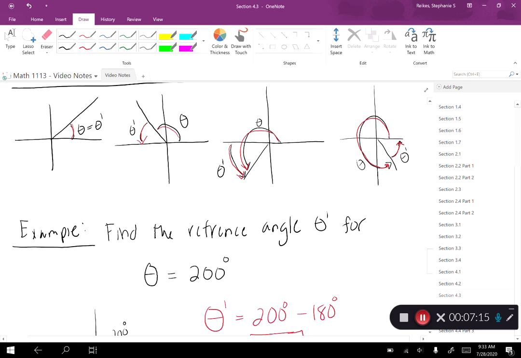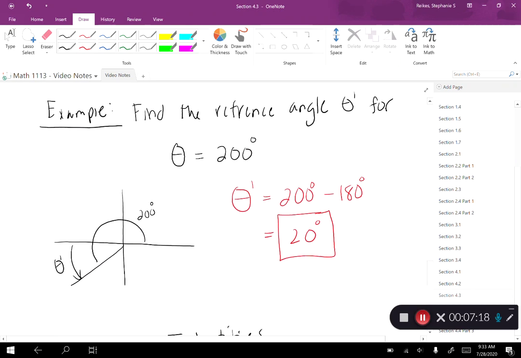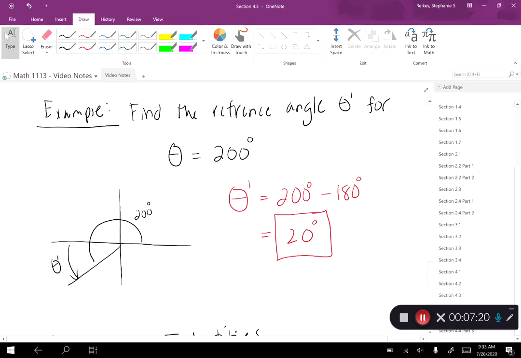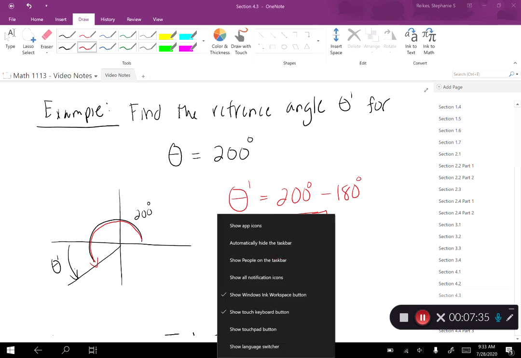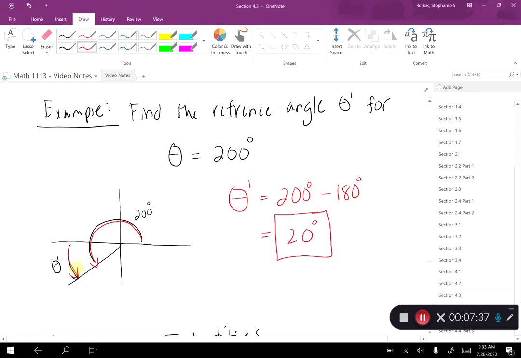So let's look at an example. Let's find the reference angle for theta equal to 200 degrees. So 200 degrees lies in quadrant 3. So the reference angle is that distance from the x-axis to the angle. To calculate that, I just need to remove 180 degrees. So that's going to be 200 minus 180, and that distance, our angle, is 20 degrees.